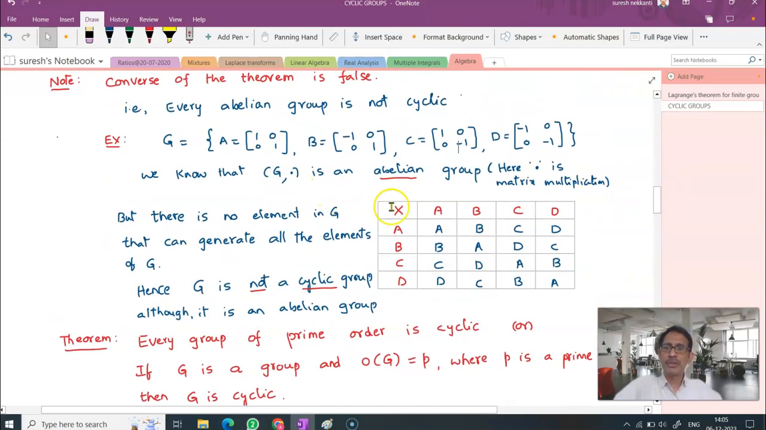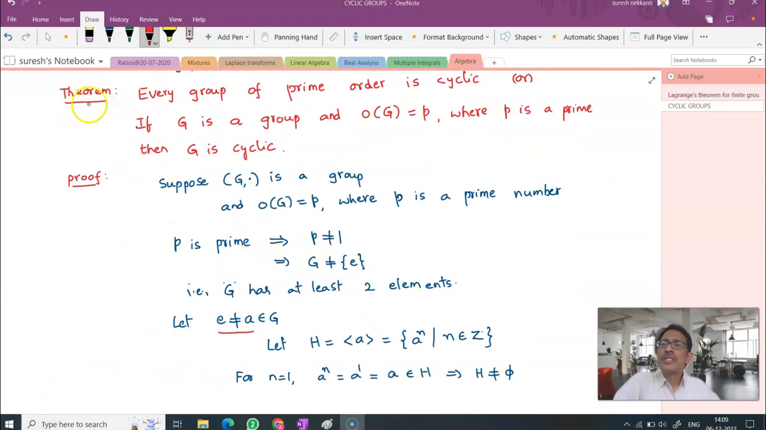See the composition table. In this composition table you can observe that it is symmetric. That is, the first row is the same as the first column, the second row is the same as the second column, the third row is the same as the third column, and the fourth row is the same as the fourth column. Therefore, G is abelian. But G is not a cyclic group. I already explained, so every cyclic group is abelian, but every abelian group need not be cyclic.